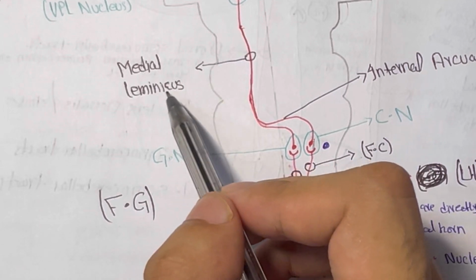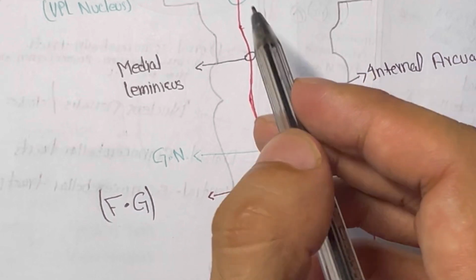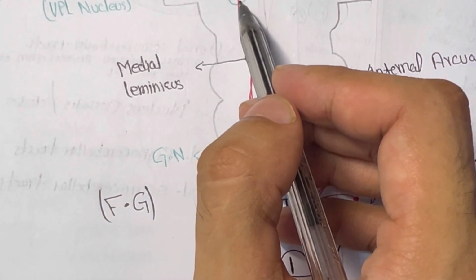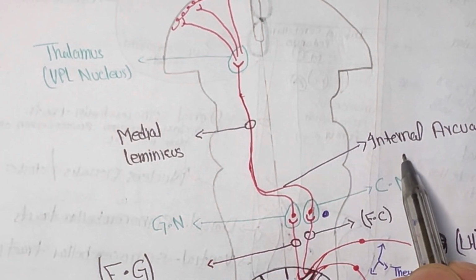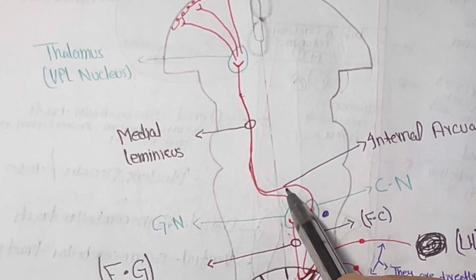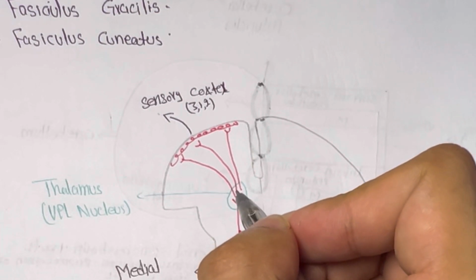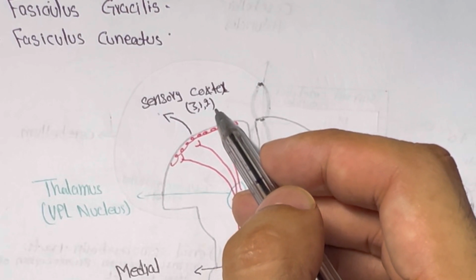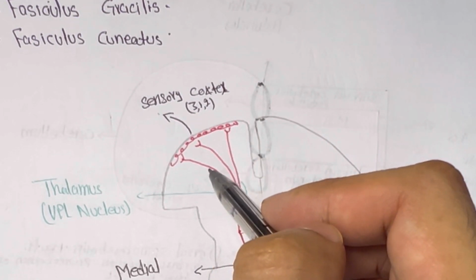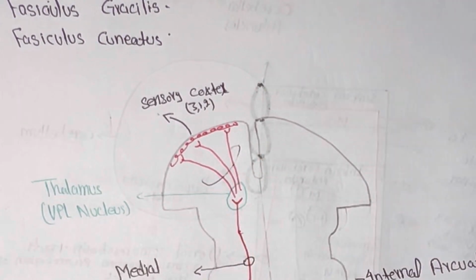This is called the medial lemniscus. Why is it called lemniscus? Because it is present in the brain stem. They both enter the thalamus, the VPL nucleus. The fibers that cross the medulla oblongata are called internal arcuate fibers, like this. After the VPL nucleus, all sensory information goes up to the sensory cortex, areas 3, 1, 2. And this one is called thalamic radiation, like I already discussed previously.